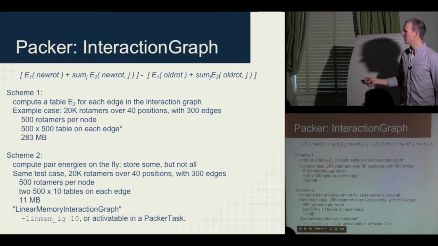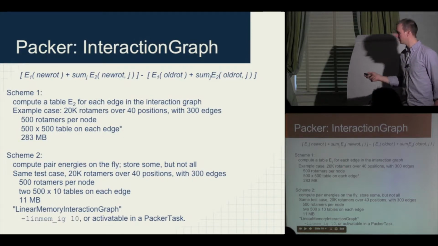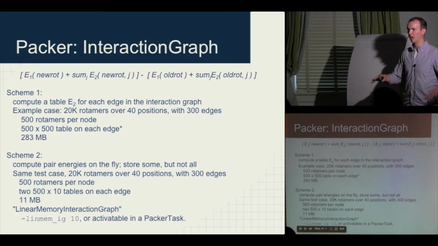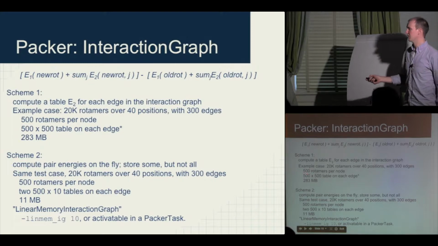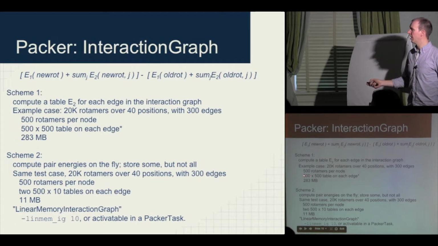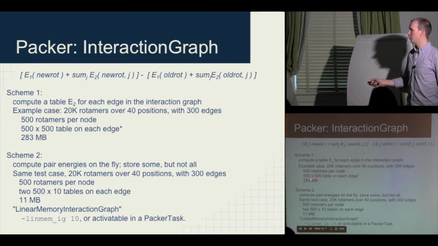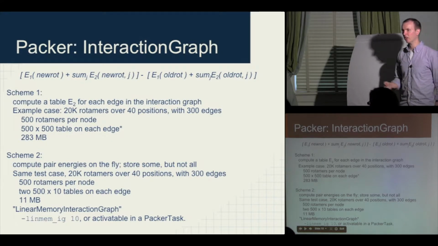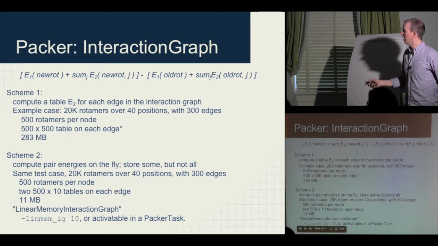So let's say you've got 20,000 rotamers over 40 positions. This is a modest design problem. And let's say it's spread out enough, say across either side of an interface, such that you only have 300 edges in this graph. So if there are, in this hypothetical example, 500 rotamers per node, then each edge is going to have a 500 by 500 table. And if you multiply out just the expense of the tables, you're looking at 283 megs. So this is a pretty big data structure pretty quickly.